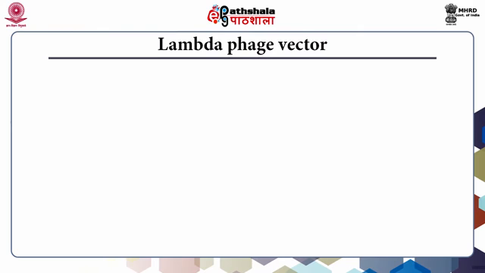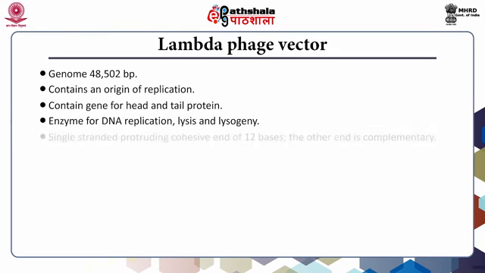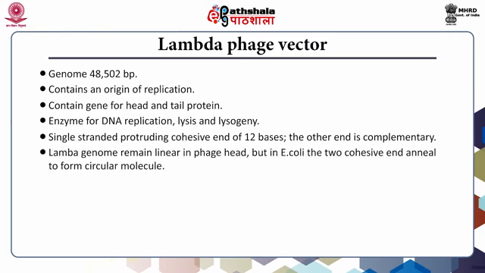Lambda phage vector. The genome size of the lambda phage vector is 48,502 base pairs. It contains an origin of replication, genes for head and tail proteins, and enzymes for DNA replication, lysis and lysogeny. It is single-stranded with a protruding cohesive end of 12 bases, and the other end is complementary. The lambda genome remains linear in the phage head, but in E. coli the two cohesive ends anneal to form a circular molecule.